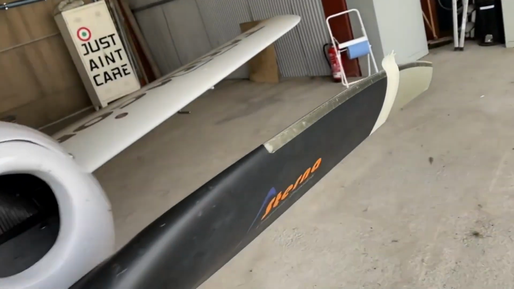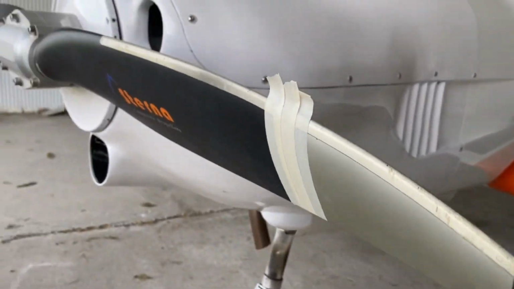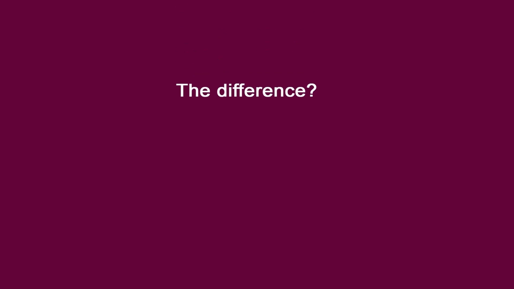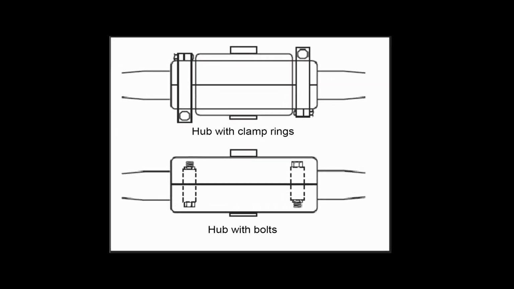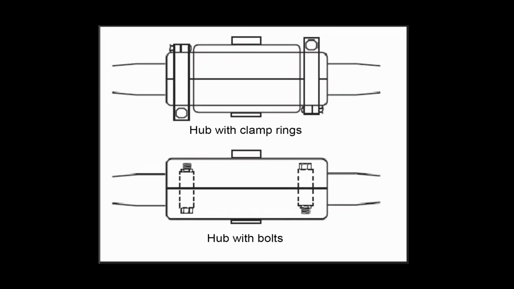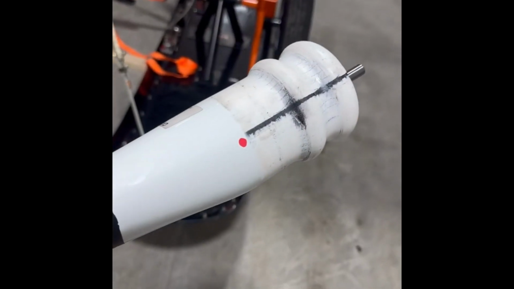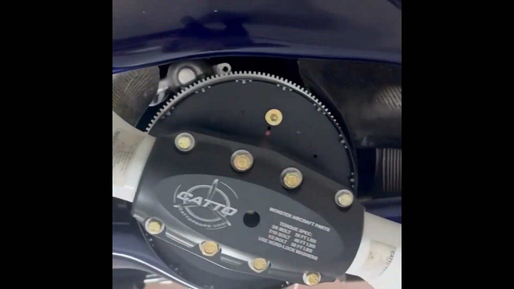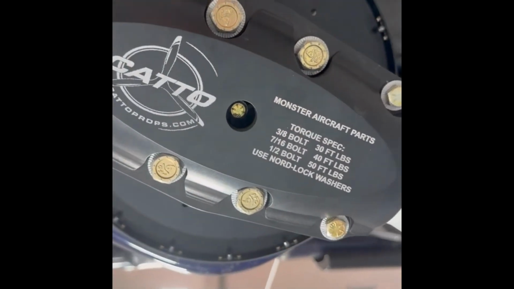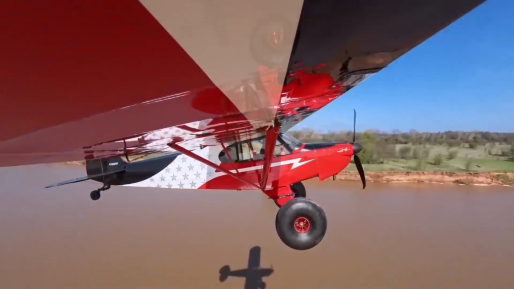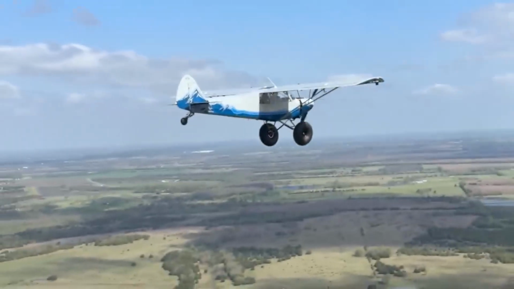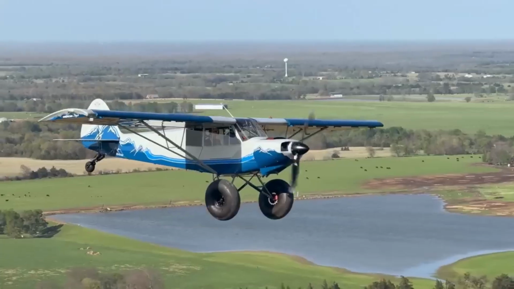Next up is the ground-adjustable propeller, which operates just like a fixed-pitch propeller during flight. The difference? The blade angle can be adjusted, but only on the ground when the engine is not running. This adjustment is made by loosening the clamping mechanism that holds the blades in place. Once the desired pitch is set and the mechanism is tightened, the blades are locked in position and cannot be changed in flight to meet varying performance needs. Because of this limitation, ground-adjustable propellers are rarely used on modern aircraft. You might still find them on some light sport or experimental planes.